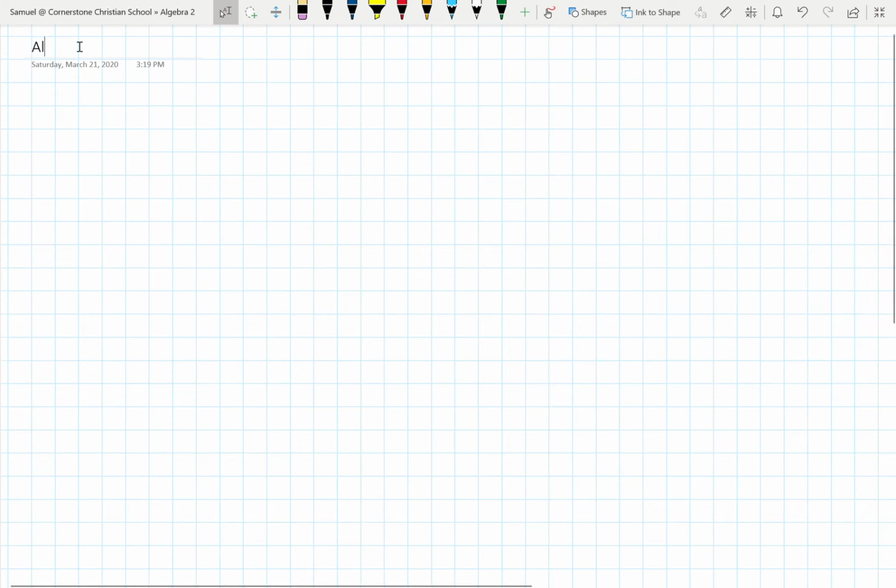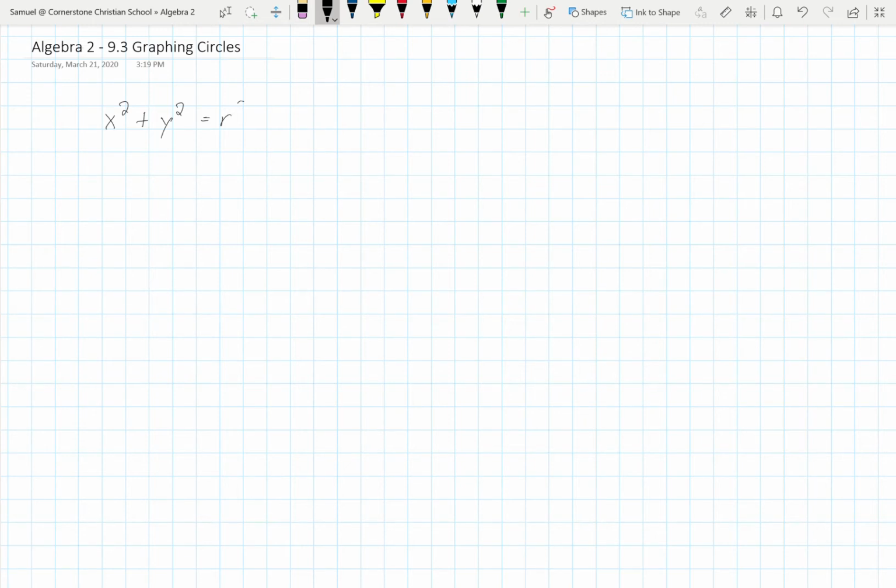This is Algebra 2, 9.3, and we are going to talk about graphing circles. So, starting off with our parent function of a circle, x squared plus y squared equals r squared.